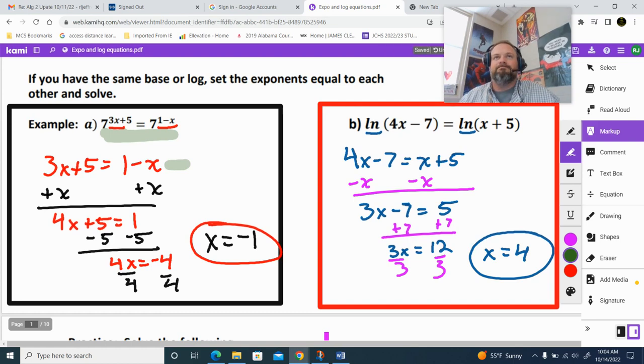This is the algebra 2 part up here. This is algebra 1. That's it. The actual step in algebra 2 is taking just the exponents, or just what's in the parentheses of the natural log, and setting them equal to each other. That's it. That's as far as we're going with it.